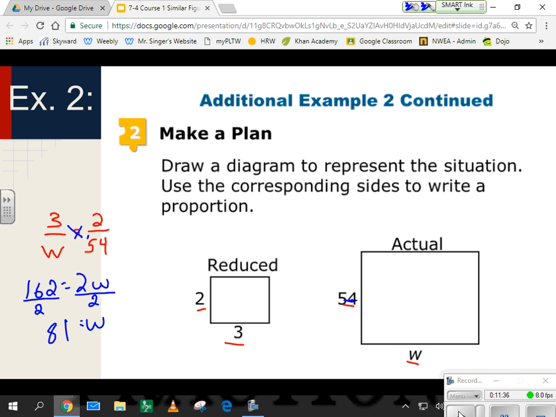So the actual width of the picture is 81 centimeters. And that's our problem. Just creating a proportion to solve what we got. Okay?